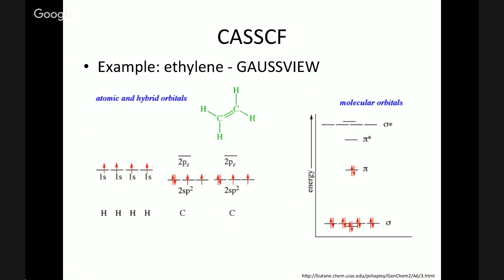All right, so that was hydrogen. Now we're going to do something a little bit more complicated. It includes a double bond. That's going to be important for understanding benzene. And that's ethylene.